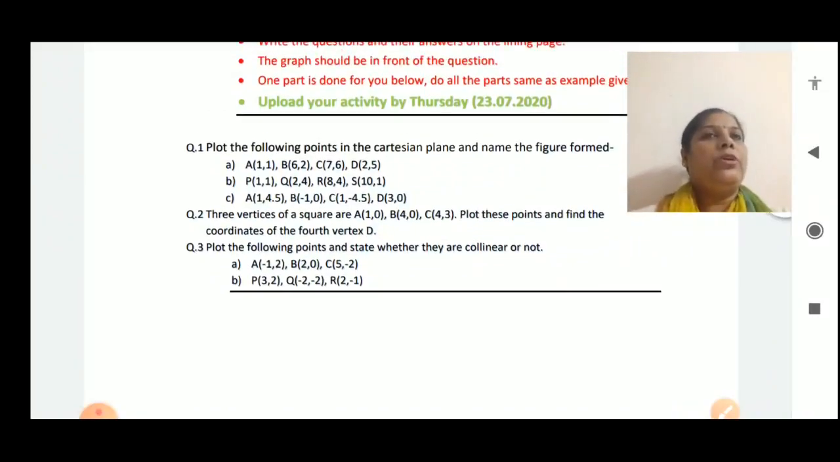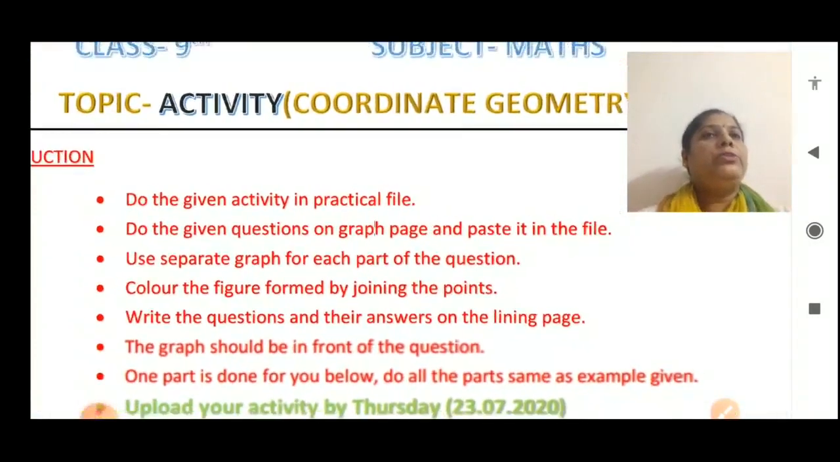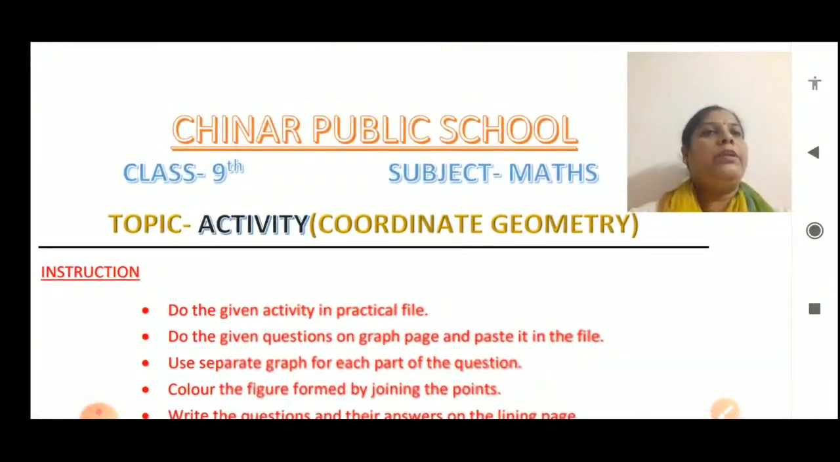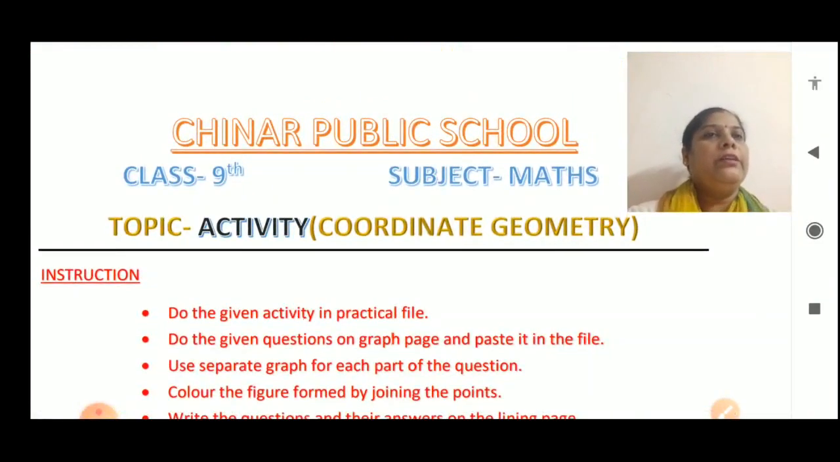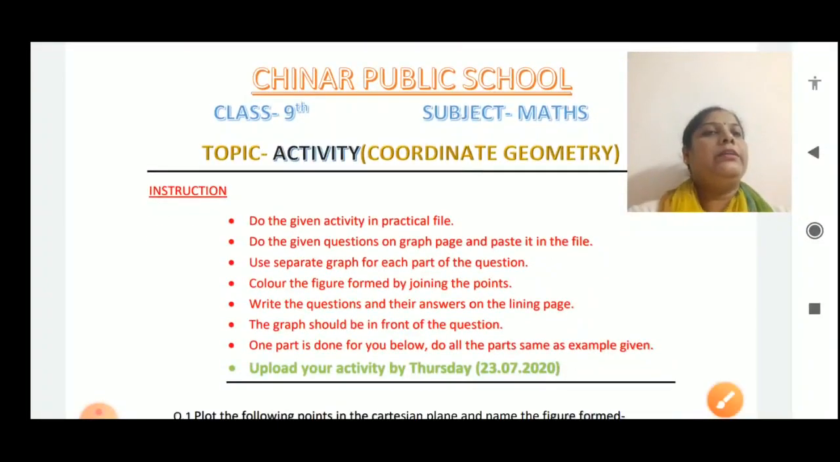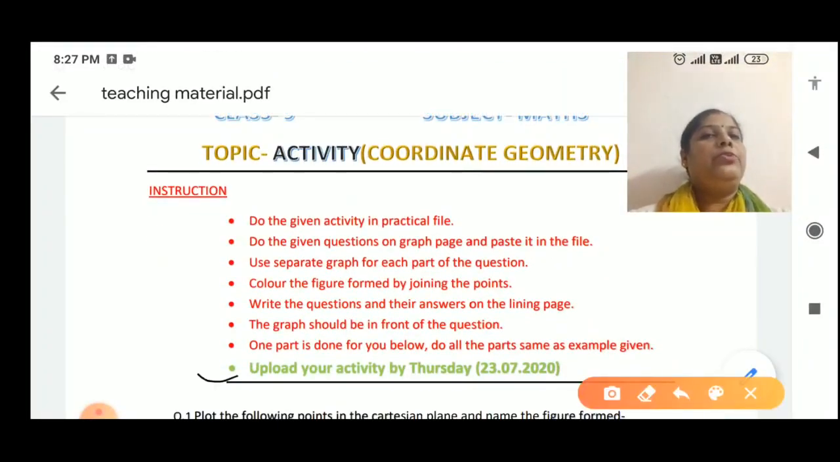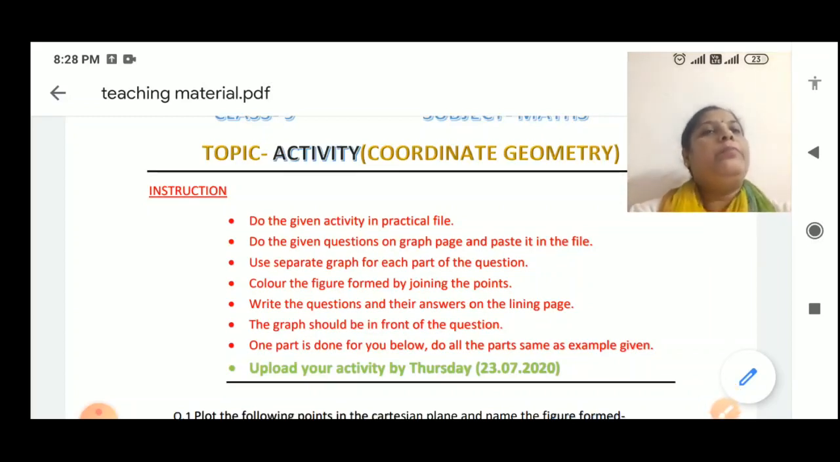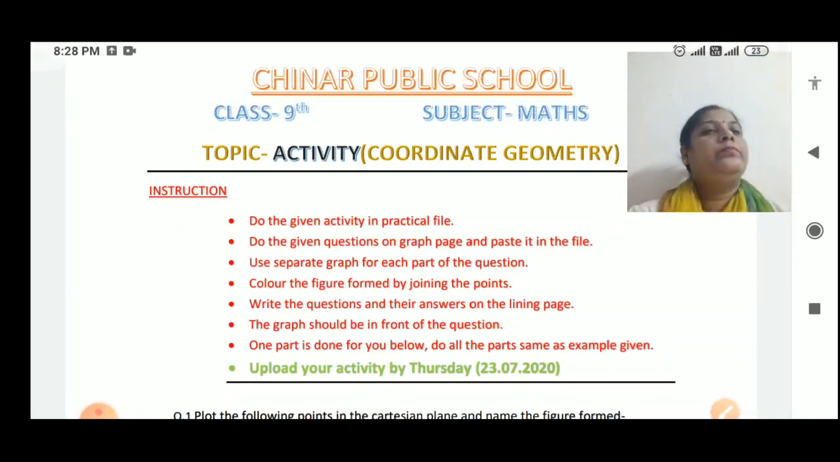So this is all your activity. Just do this activity properly, color the figure and submit it by Thursday, that is 23 July 2020. Now thank you. In the next module we will start a new chapter, that is chapter number 12, Heron's formula. Thank you.